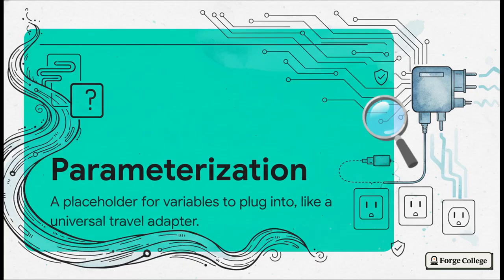Think of it exactly like a universal travel adapter. When you travel overseas, you don't rewire your laptop charger, right? You just plug it into an adapter that fits the local wall socket. Parameterization does exactly that for your code. It lets your deployment scripts run smoothly anywhere without ever hard-coding sensitive secrets directly into your codebase.